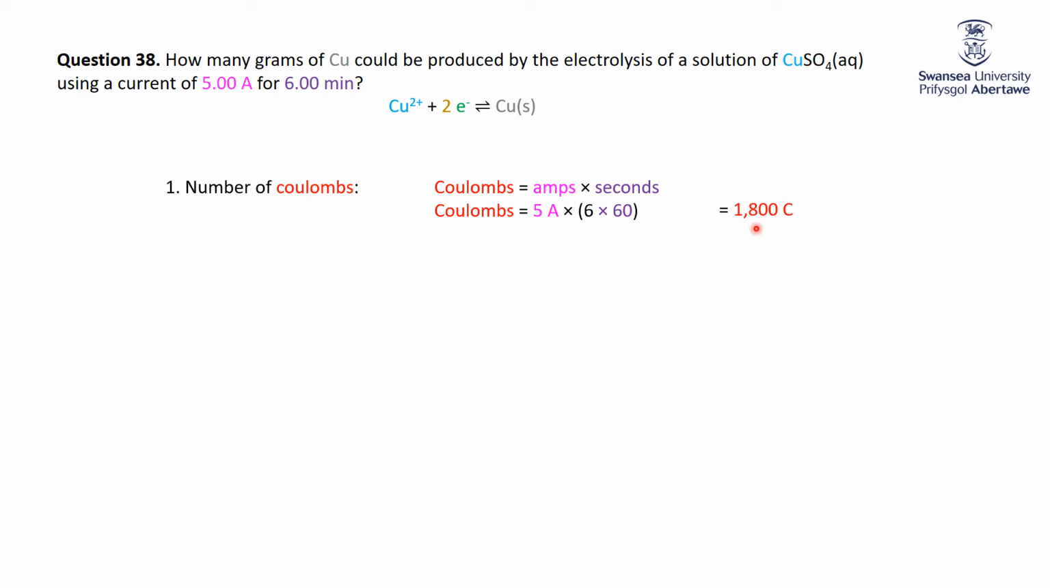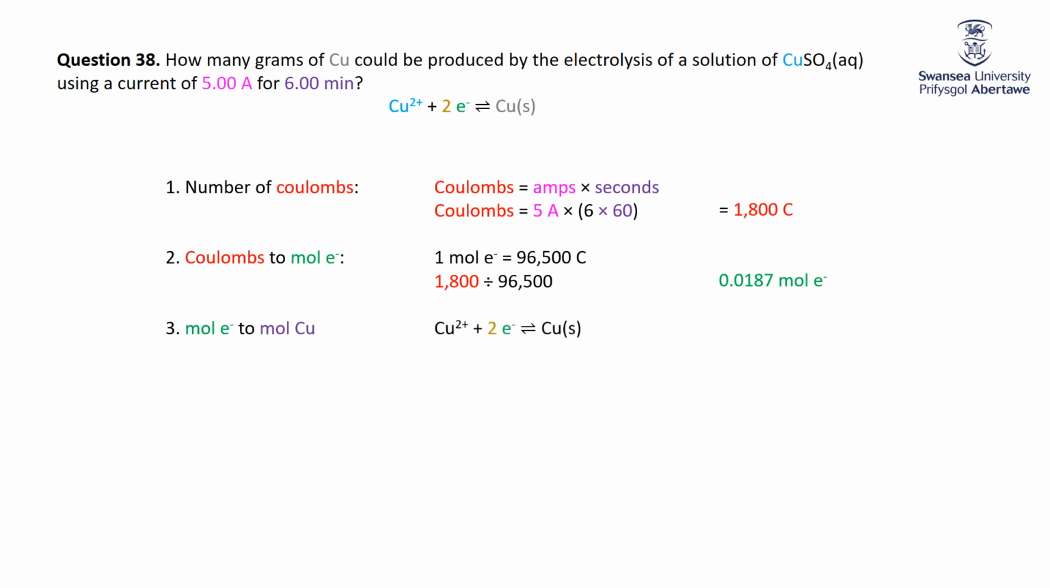Once we know the number of coulombs, we can convert that to the moles of electrons, because 1 mole of electrons has a charge of 96,500 coulombs. We only have 1800 coulombs, so our moles of electrons is 0.0187 moles of electrons. Now let's think about the actual equation we're doing, because what we're really interested in is copper. Well, here's the relationship between moles of electrons and moles of copper.